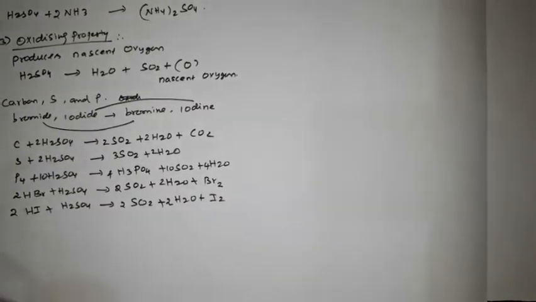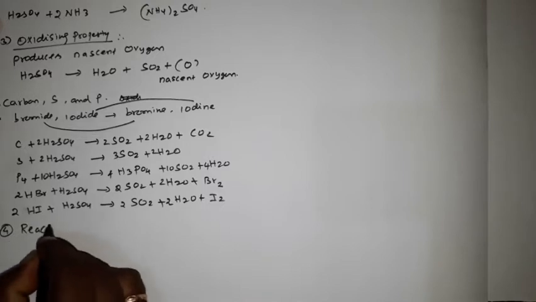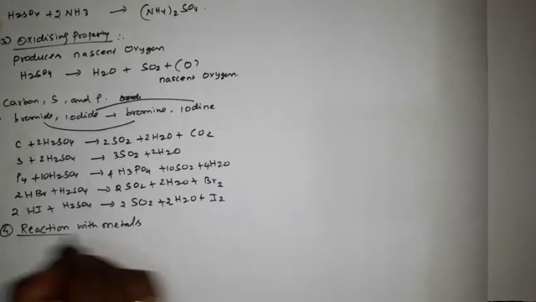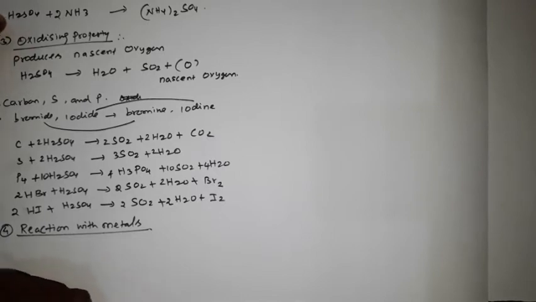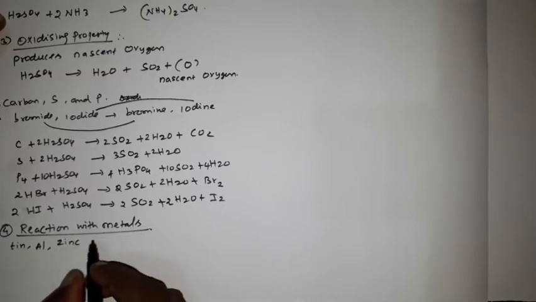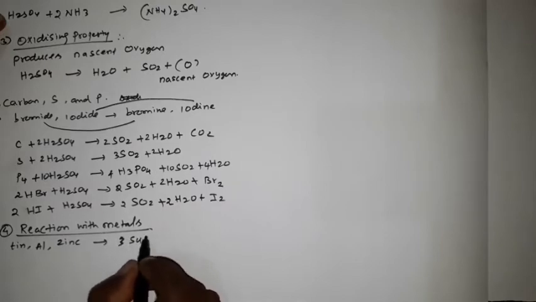Next one is reaction with metals. Fourth, that is reaction with metals. Okay. So in reaction with metals, it produces different products depending on the reactants and the reaction conditions. Generally sulfuric acid reacts with metals like tin, aluminum, and zinc to produce the corresponding sulfates. It is producing sulfates. Okay.